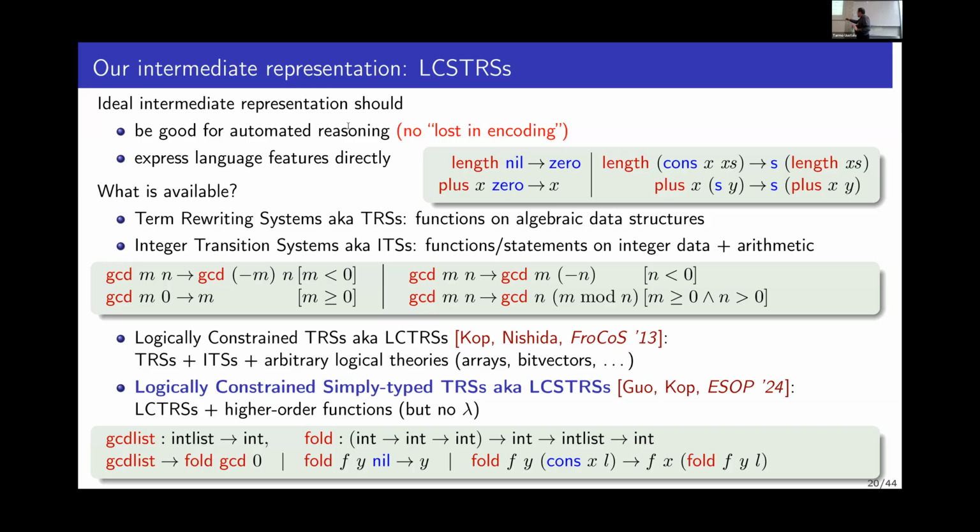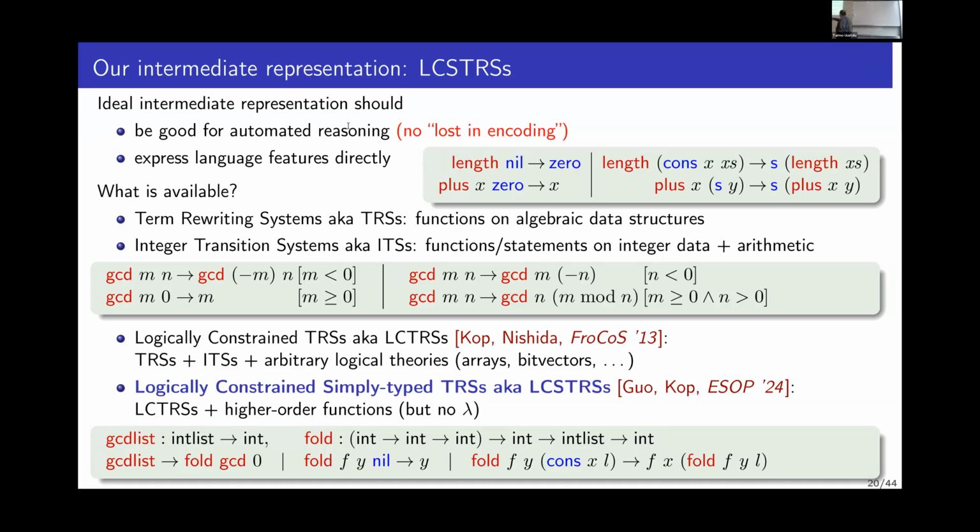This is a very careful extension of LCTRSs into the higher order world. So we do allow for functional arguments, but even a lambda abstraction is too much. And let's not even think about dependent types. That, of course, would be great to have in a future extension, but we're not there yet.